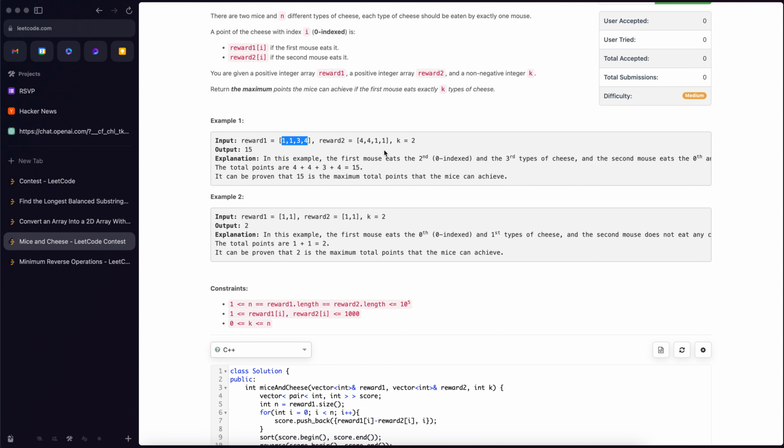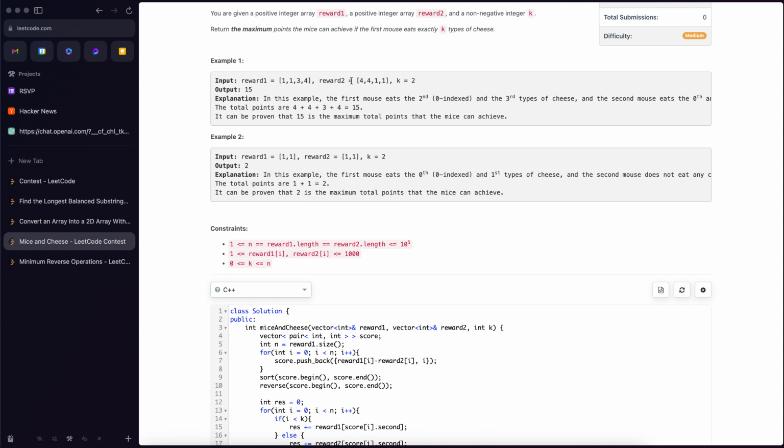And we had to minimize the reward points, right? So in this, if you try to understand this sample test case, there were total 4 types of cheese, and if the first mouse eats the first type of cheese, he'll get 1 point, 1 point, 3 points, and 4 points. Similarly, if the second mouse eats these 4 cheeses, he would be getting 4 points on the first cheese, 4 points on the second cheese, 1 point on the third cheese, and similarly 1 point on the fourth cheese. K was 2 in this test case, meaning that the first mouse had to eat exactly 2, so the second mouse also had to eat all the remaining, in other words the other 2.